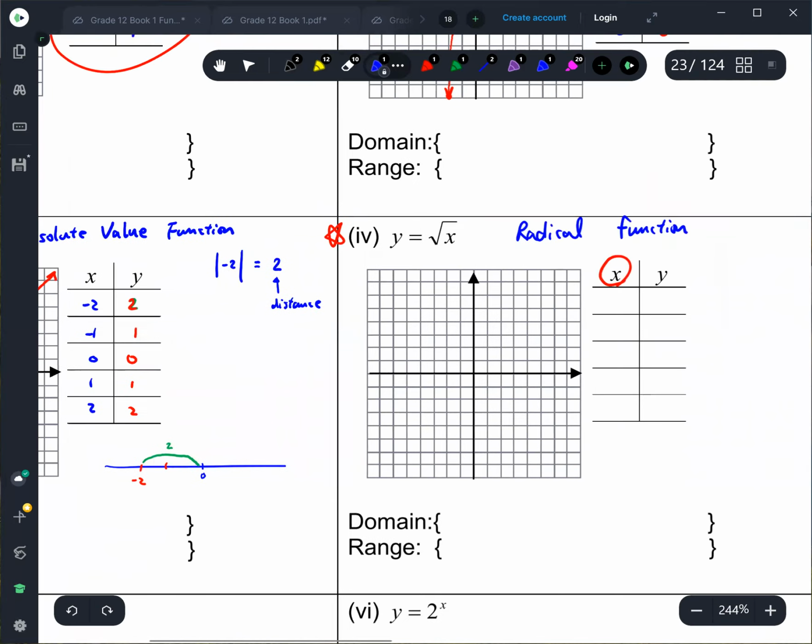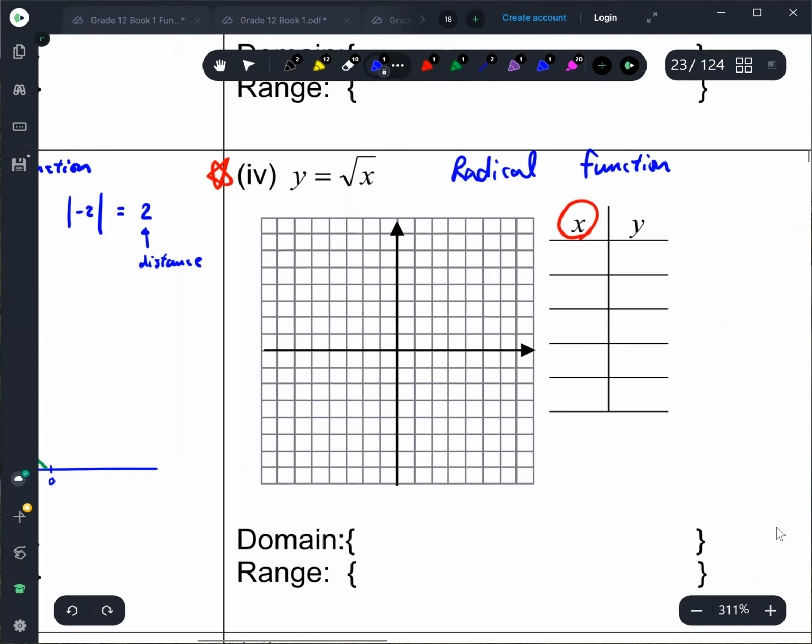Okay. So the fourth one, radical function. So instead of using -2, -1, 0, 1, 2, the smallest number we can use will be 0, right? Because we cannot use negative. We cannot use negative, so we'll put 0. And we'll choose the numbers that are easy to square root, okay? Because if you choose something like 5, it's difficult to square root of 5, right? You'll get decimal. So next number we can use is like 1.